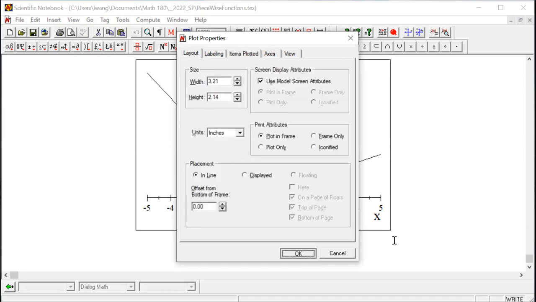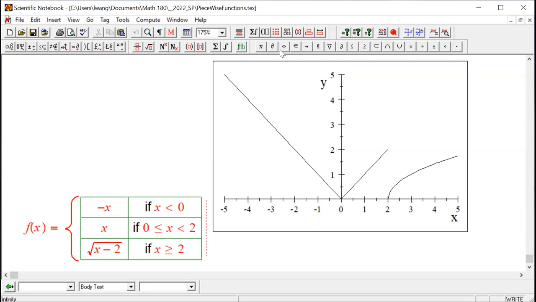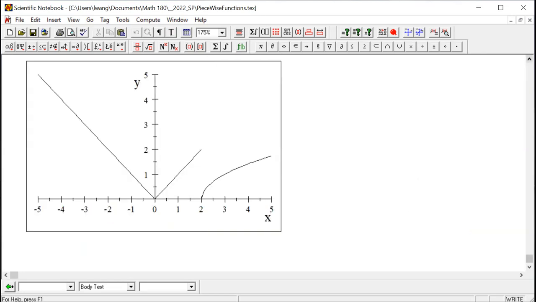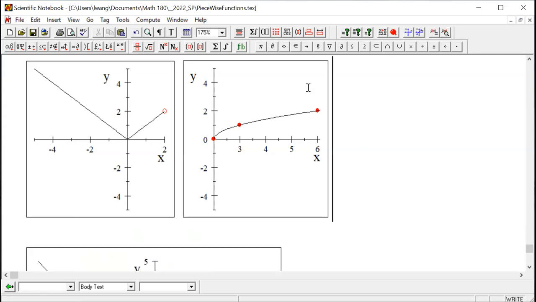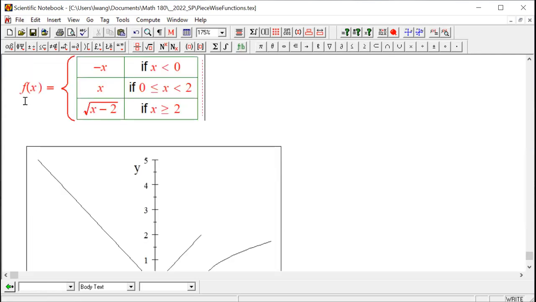Just make it scoot over. Okay, make it scoot over. If you look at the picture, compare with the earlier picture. Here, I made some modification to the piecewise function. Hold on.